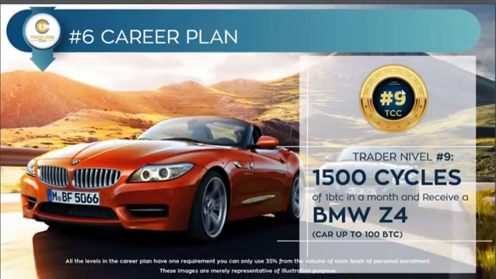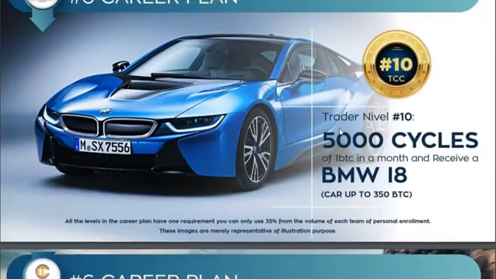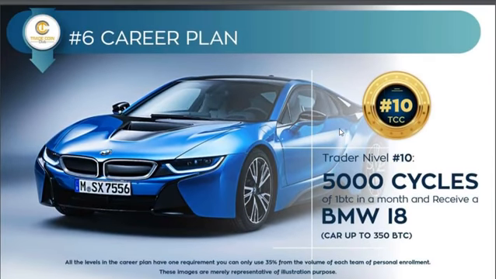Now, career plan number 6, you guys. When you cycle 1,500 times, you're going to get a very nice BMW Z4, car up to 100 Bitcoins, okay? When you guys go to career plan 6, when you have 5,000 cycles, you're going to have a BMW i8, you guys. So this BMW i8 and up to 350 Bitcoins is what the car is going to be worth. So you'll definitely be able to get that.